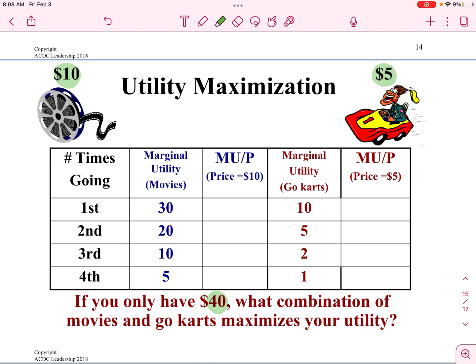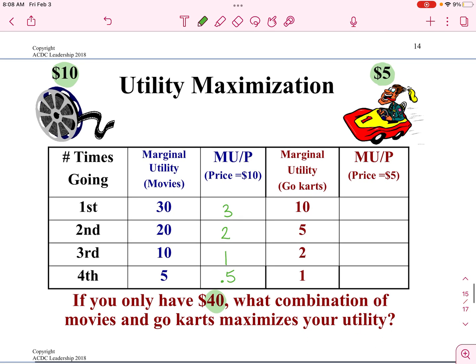So we know that movies cost $10. So let's go ahead and calculate this right here. What is the marginal utility per dollar? That's going to be 30 divided by 10. So we can put 3. And the next cell down, 20 divided by 10 is 2. 10 divided by 10 is 1. And 5 divided by 10 is 0.5.